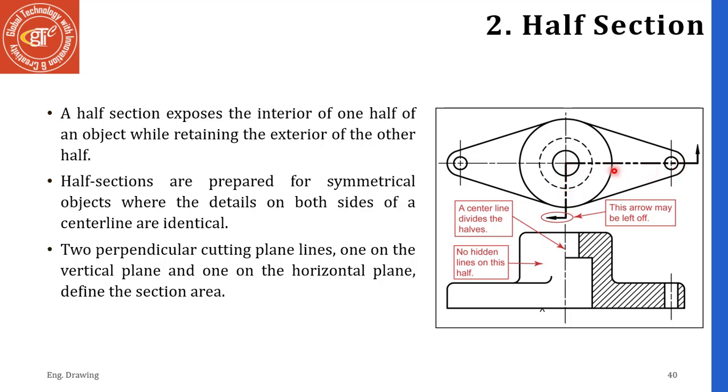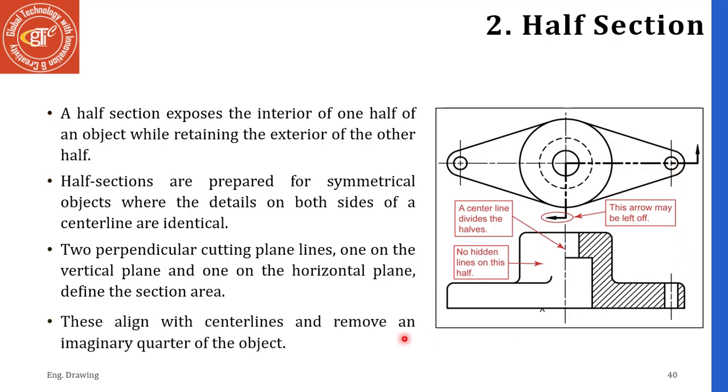First one is the horizontal and second one is the vertical. Both circles have the same dimension and identical features. So that's why we are removing only this portion of the part. Here is the section view of the part and here is the internal feature of this object. So these align with center lines and remove an imaginary quarter of the part. So here the quarter of the part of the object is removed.